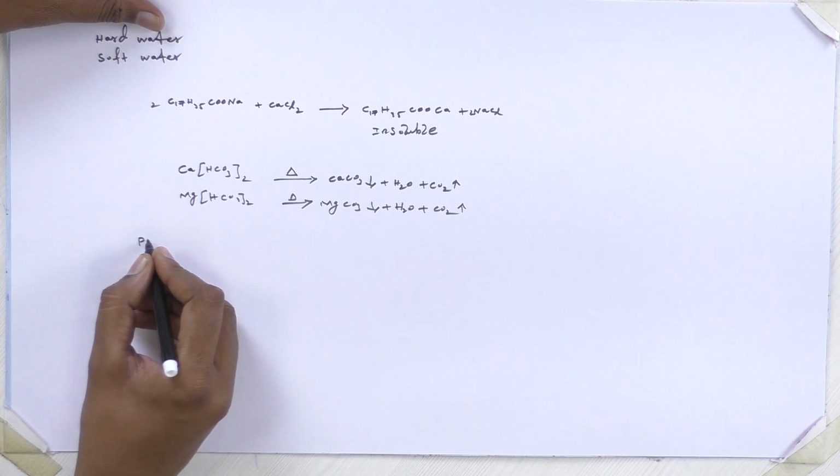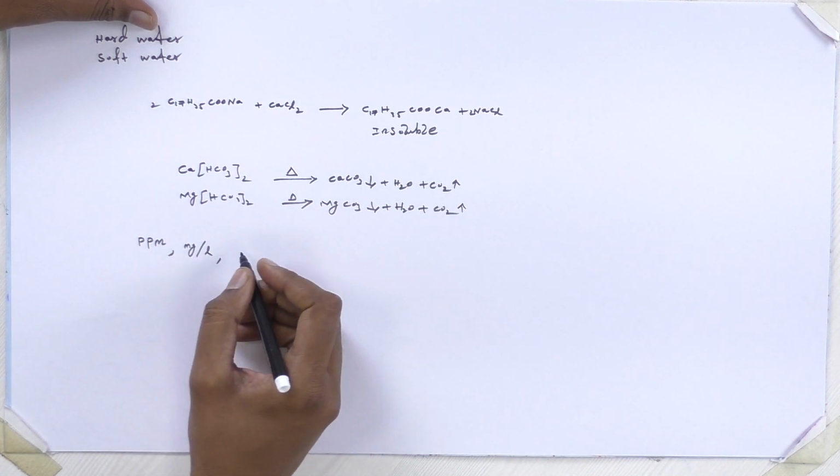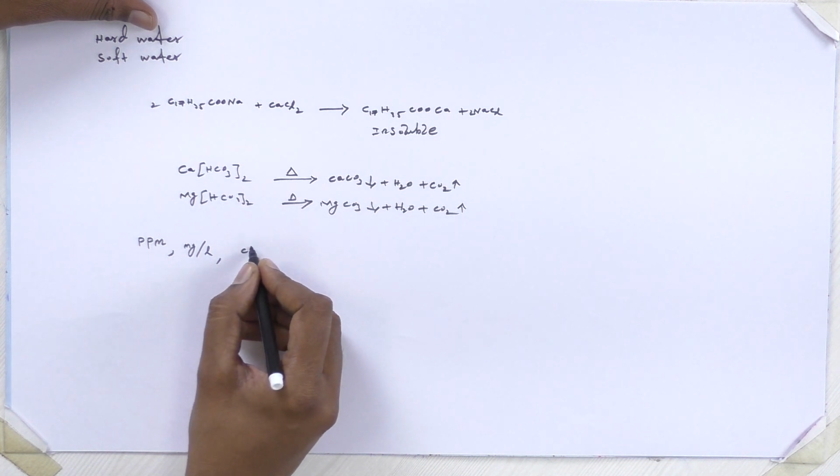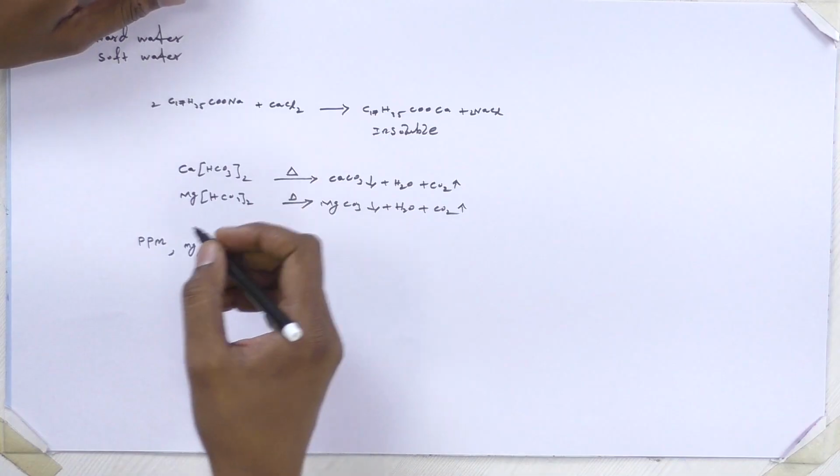Next one is permanent hardness. The permanent hardness is due to the presence of chloride and sulfate salts. The hardness is denoted by some different units. For example, the hardness is denoted by ppm and milligram per liter, degree Clark and degree French. So the hardness we denote by using these units.